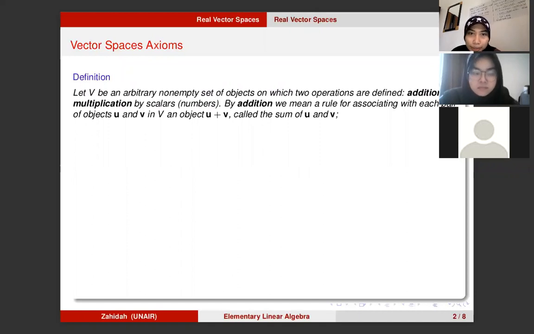By addition here, we mean it's just a symbol. It depends on our set here. In every case we have a different definition of our operation here. So later I will give you an example.